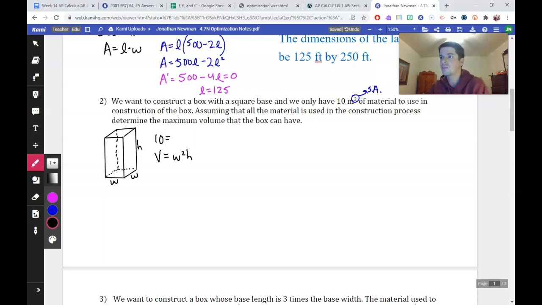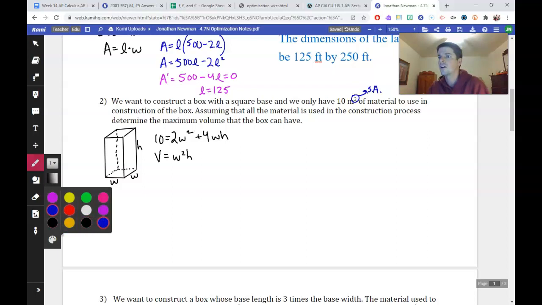So we have the base is W squared, and then the lid or the top is also W squared, so that's 2W squared. Then we're also going to add each of these sides. There are 4 of those, right? So 4 times, let's see, it's width times height, so W times H. And so that accounts for all 6 sides: 1 on top and 1 on the bottom, and then the 4 around the side.